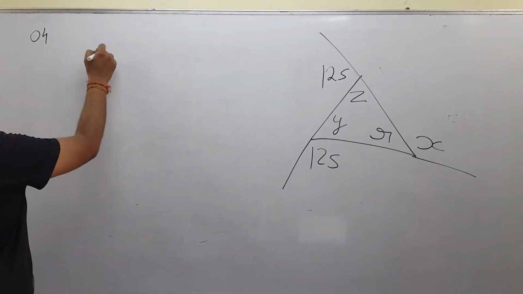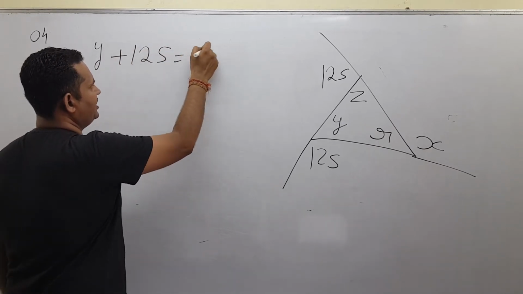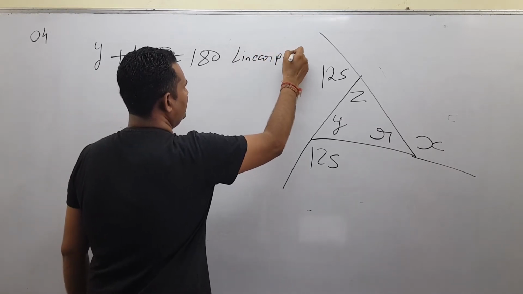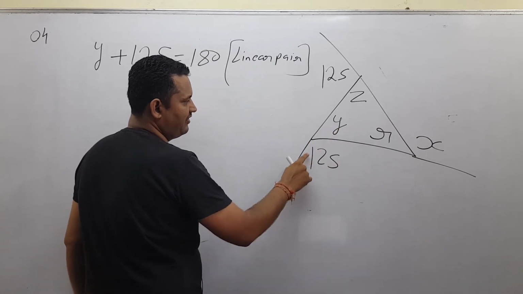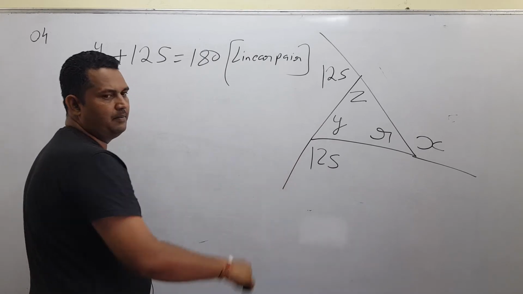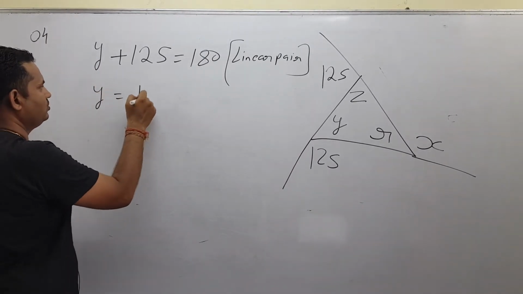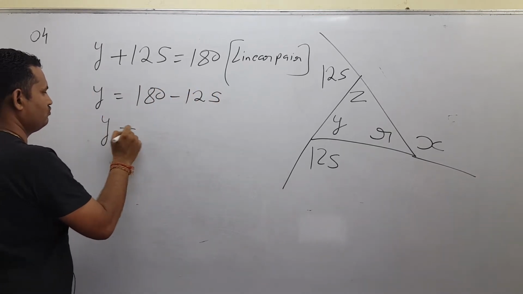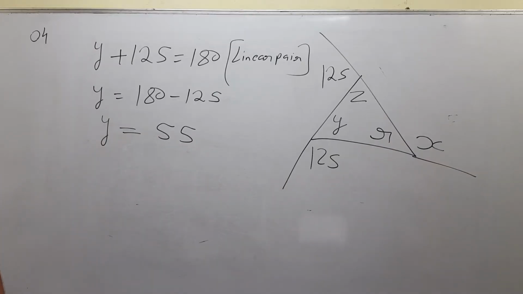You all know that y plus 125 is equal to 180 degrees. This is called a linear pair. Y and 125 are an interior angle and an exterior angle. One interior angle and one exterior angle make a linear pair, that is 180 degrees. So the answer of y is 55 degrees.